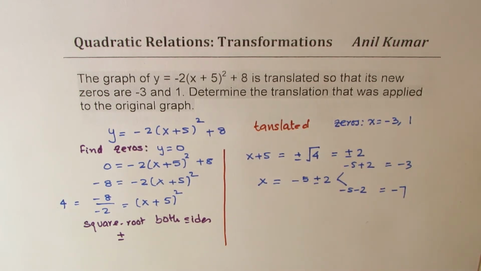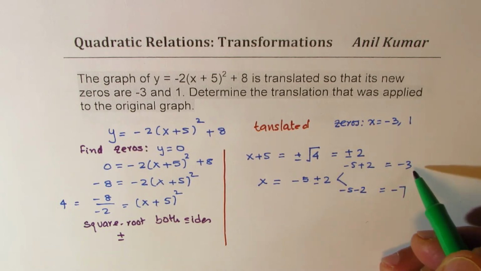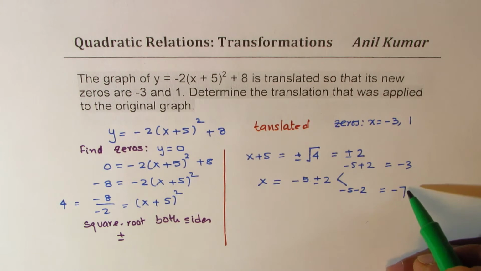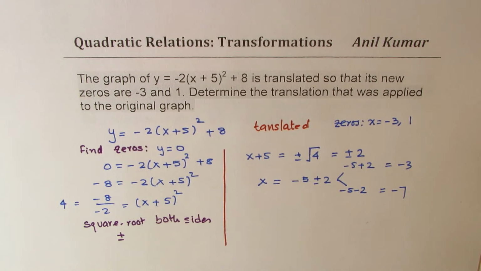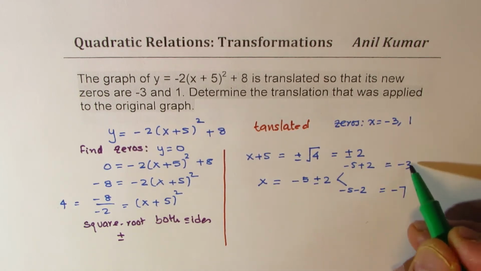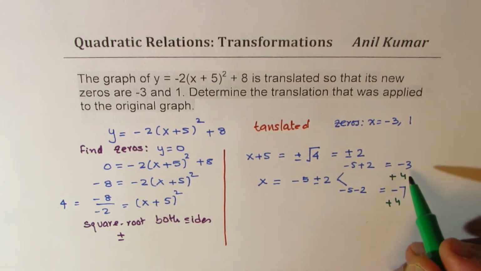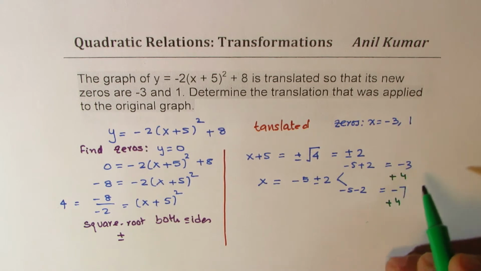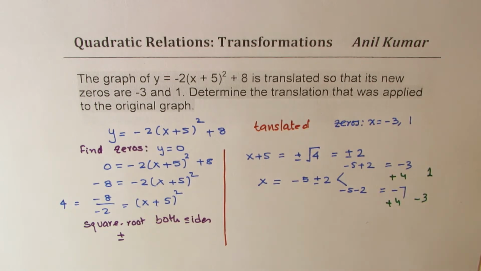Now how do we get these values? We are given that the zeros are at minus 3 and 1, and here we get zeros at minus 3 and minus 7. So what kind of translation can produce the zeros at minus 3 and 1? Well, we could add 4, right? If I add 4 to these values, the new values will be 1 and minus 3. Does it make sense to you? That means the graph has been translated 4 units right.